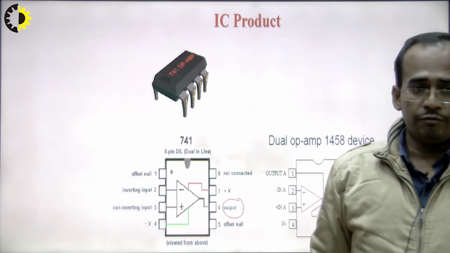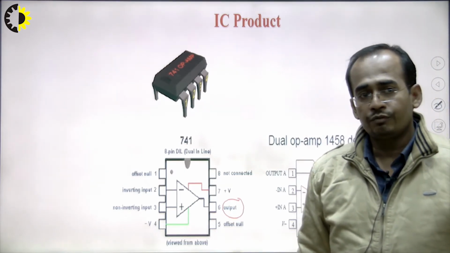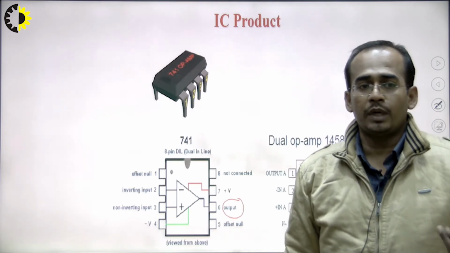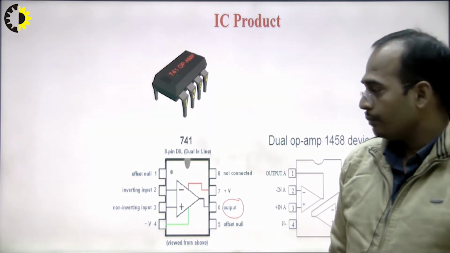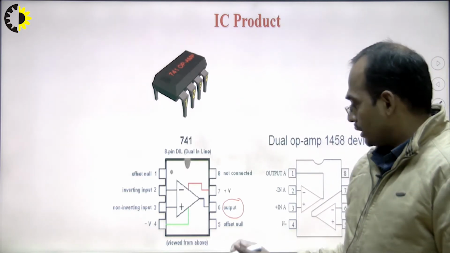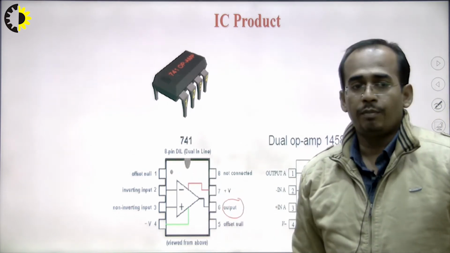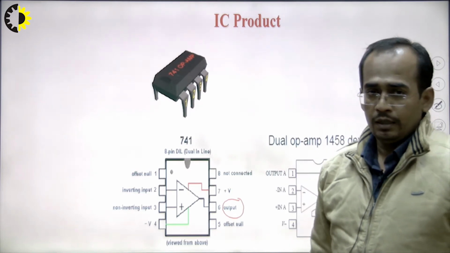What is the use of this offset null? Offset null is used for making the output 0 whenever I am getting an output without applying any input to the operational amplifier. So this offset null pin is used for making the output 0, or you can say it is used for resetting the operational amplifier.